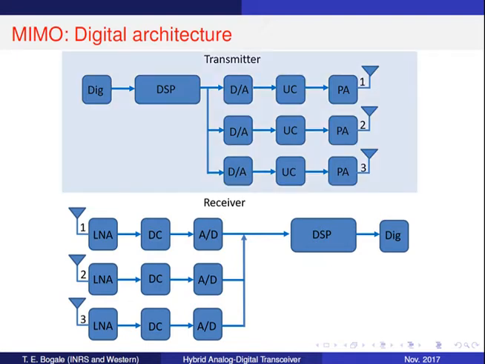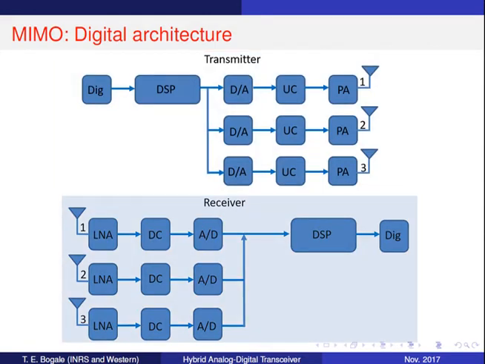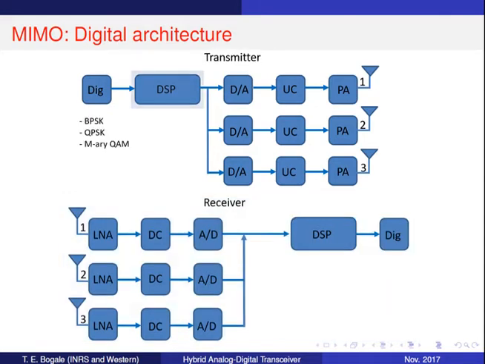Here we have one transmitter having 3 antennas and one receiver having 3 antennas. As we can see, at the transmitter side, any digital information which is usually taken from a given constellation such as BPSK, QPSK or M-ary QAM is first passed through the DSP module, which takes care of all the signal processing tasks including beamforming, precoding, scheduling and so on.